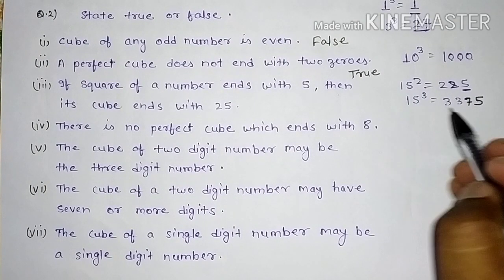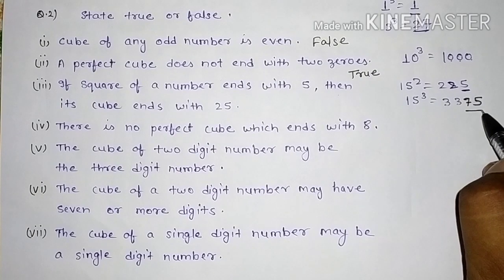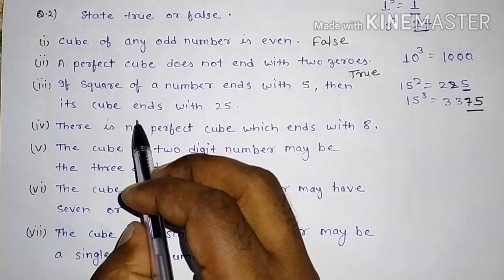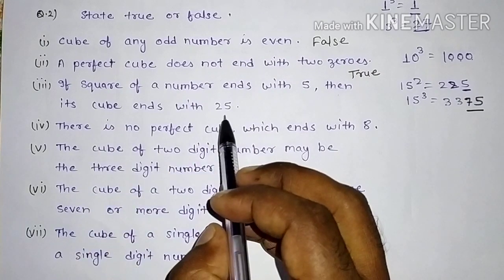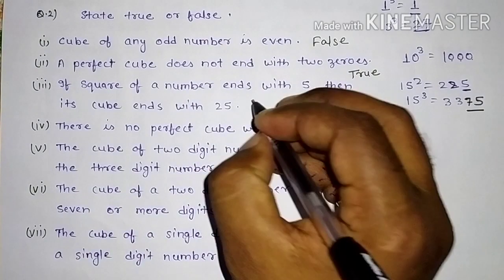So the cube of that number ends with 75. But in this statement, what is written here? Its cube ends with 25. So this statement is false.